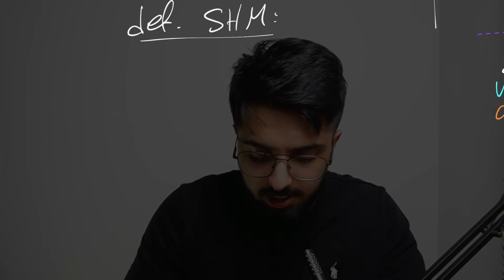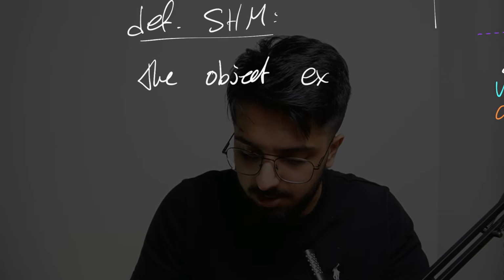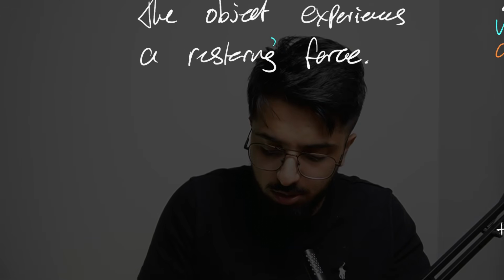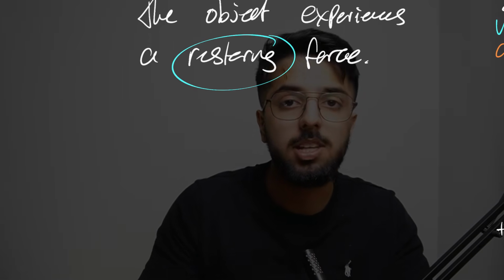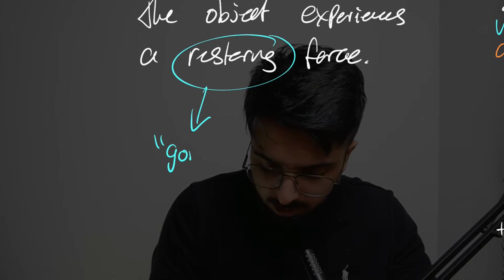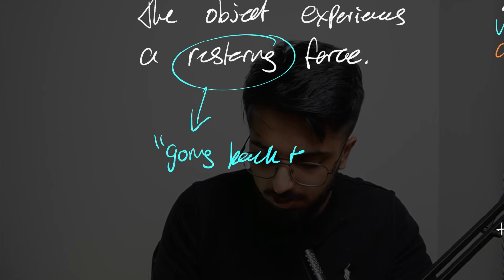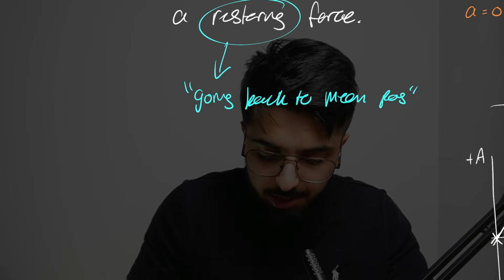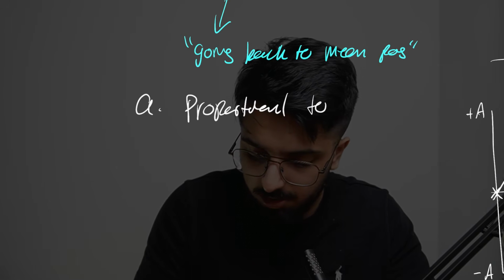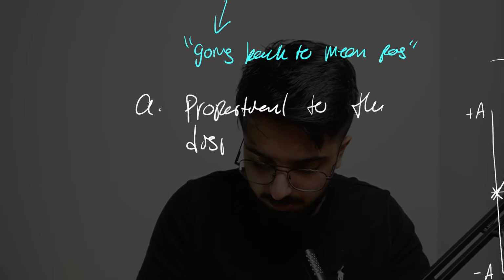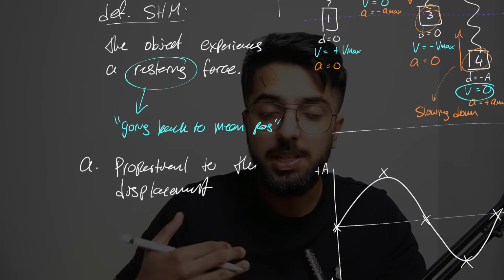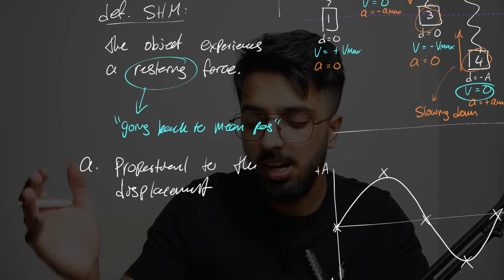There we go. The first thing is that the object experiences a restoring force. Now, restoring in this case means going back to the mean, so a force that makes the object always come back to the mean, okay? Going back to mean position. Now, this restoring force is proportional to the displacement. Now, what does that mean? That means that the restoring force is going to be larger when the displacement is larger, okay?